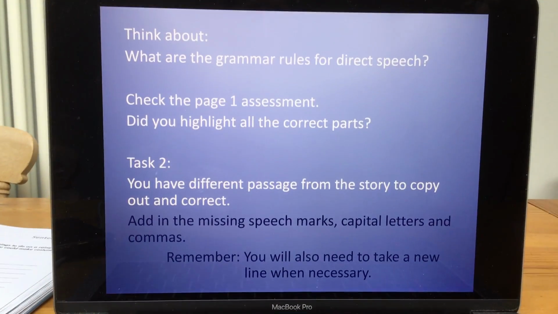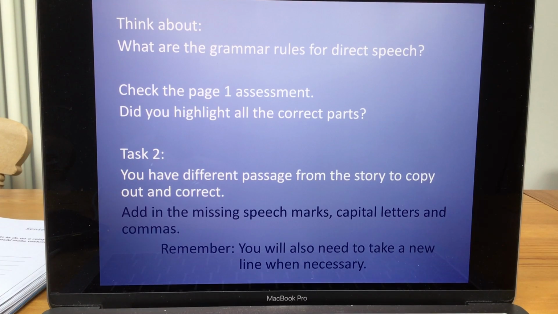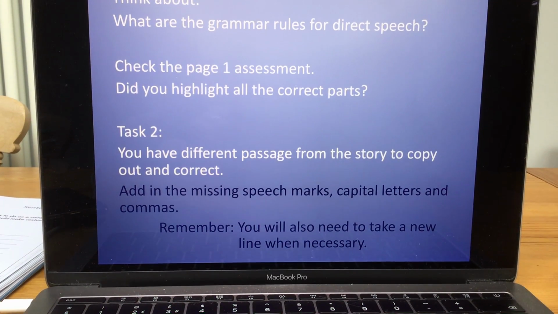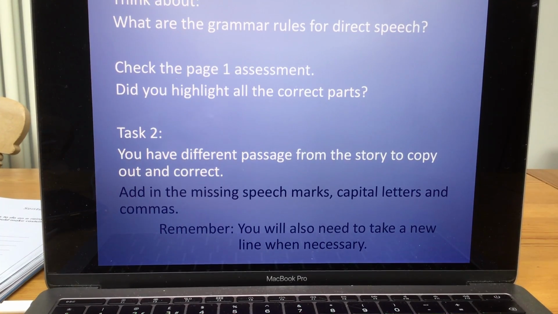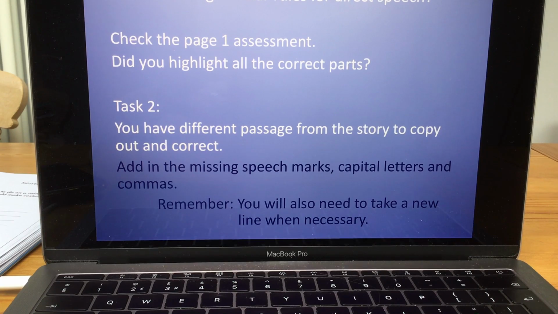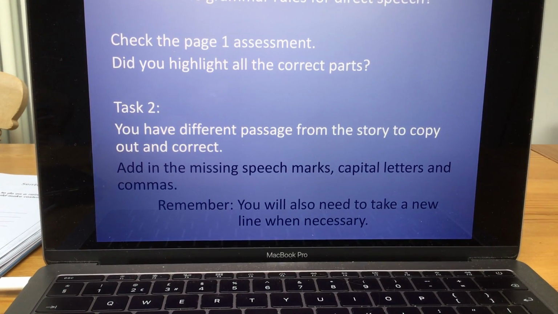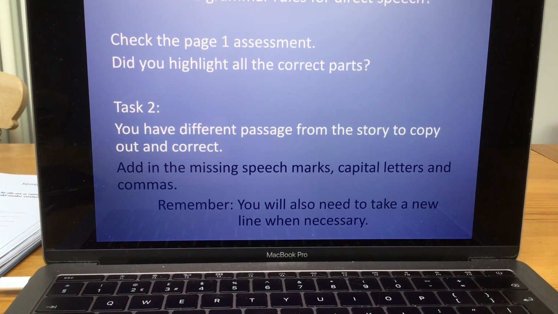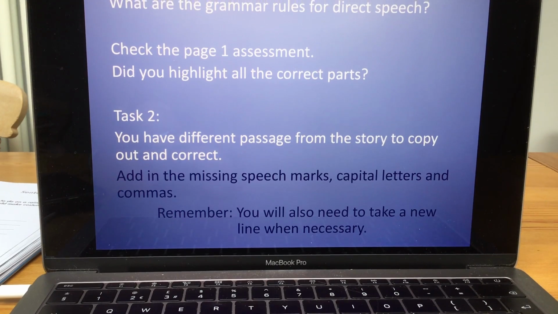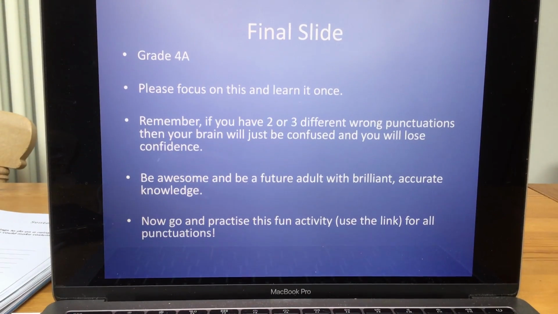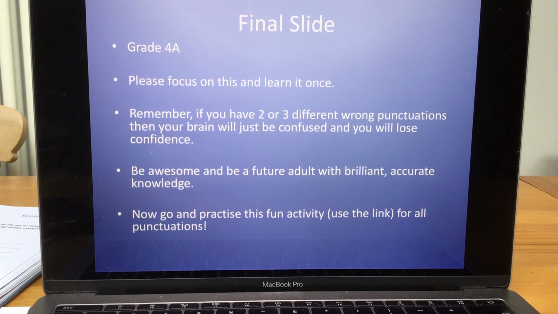Here we are now. Think about what the grammar rules for direct speech are. This is what you will be doing at some point. So task 2, you now have a different passage from the story to copy out and correct. You need to copy it out because you have to change spacing and you'll have to put in missing speech marks, capital letters and commas, and also take a new line for each new speech or the narrative. Final slide, grade 4A.